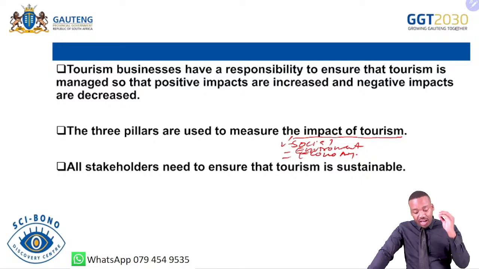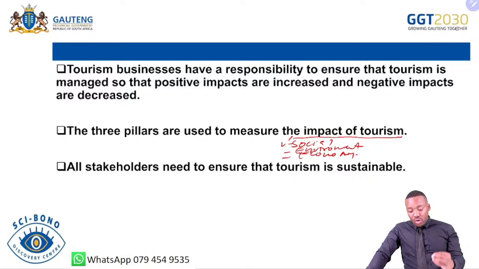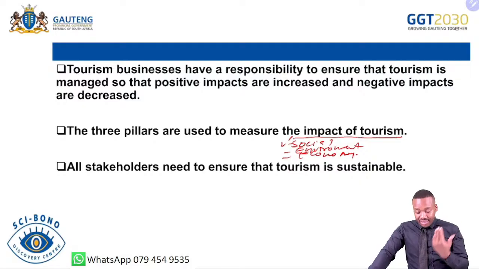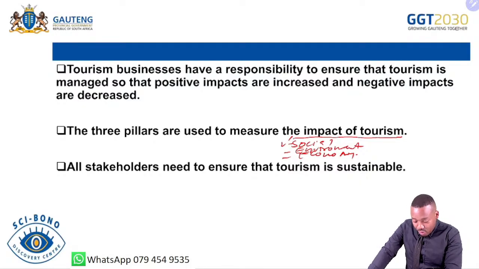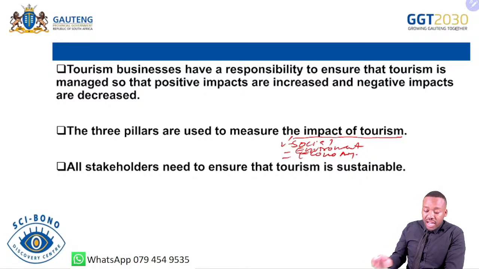And all stakeholders have to ensure that tourism is sustainable. I explained when we start what you mean when you say sustainable. So tourism businesses have a responsibility to ensure that tourism is well managed so that the positive impacts are increased and the negative impacts are decreased. So the 3 pillars of sustainable tourism are used to measure the impact of tourism on social, environment, and the economy.